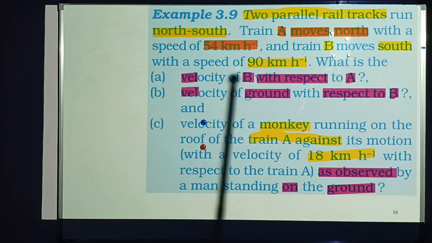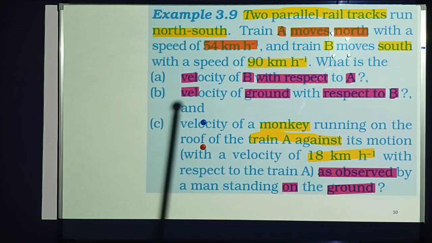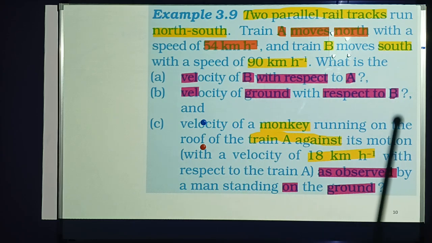What is the velocity of B with respect to A, velocity of ground with respect to B, and velocity of a monkey running on the roof of train A against its motion with a velocity 18 kilometers per hour with respect to train A, as observed by the man standing on the ground? So from the definition of relative velocity, you can get the answers.